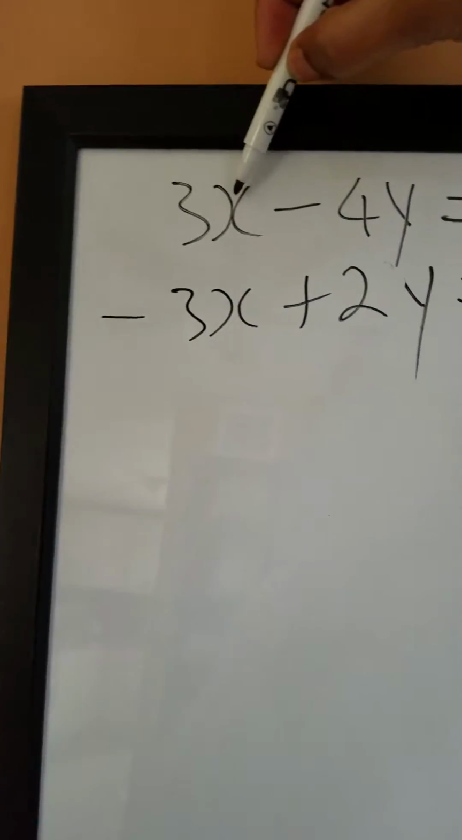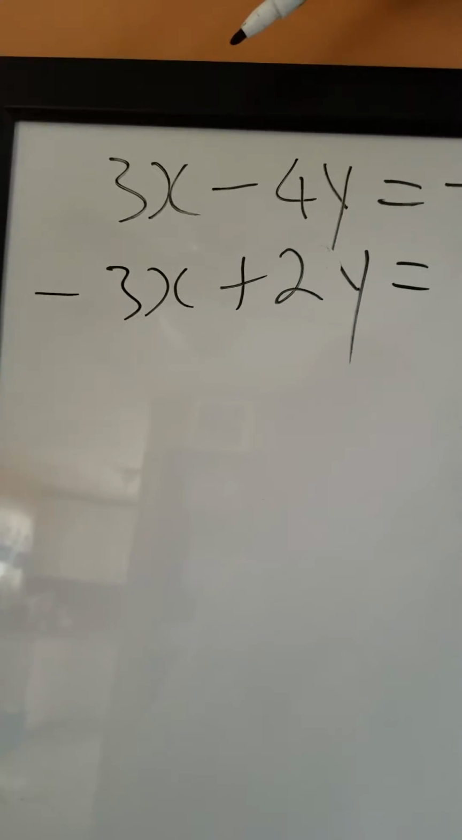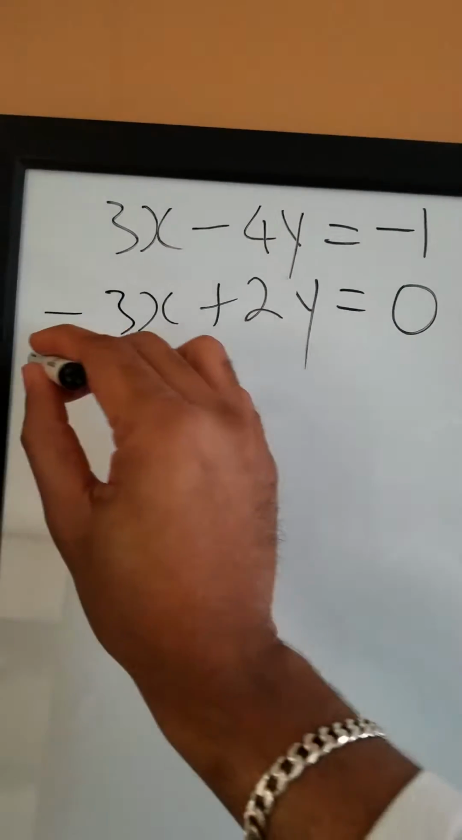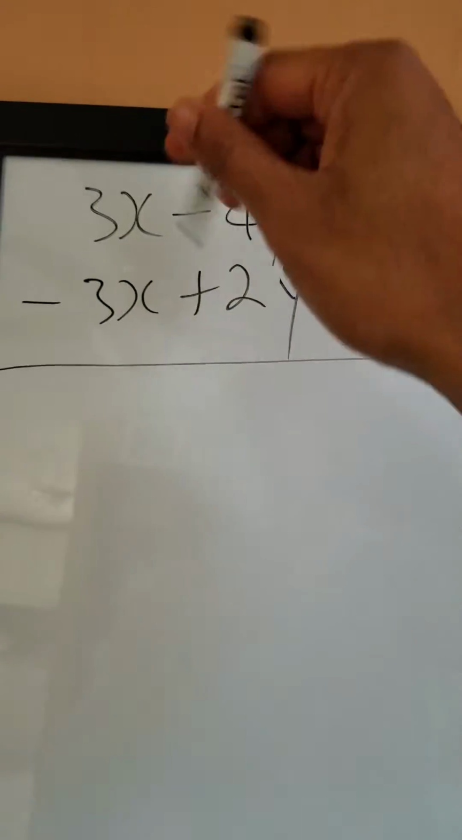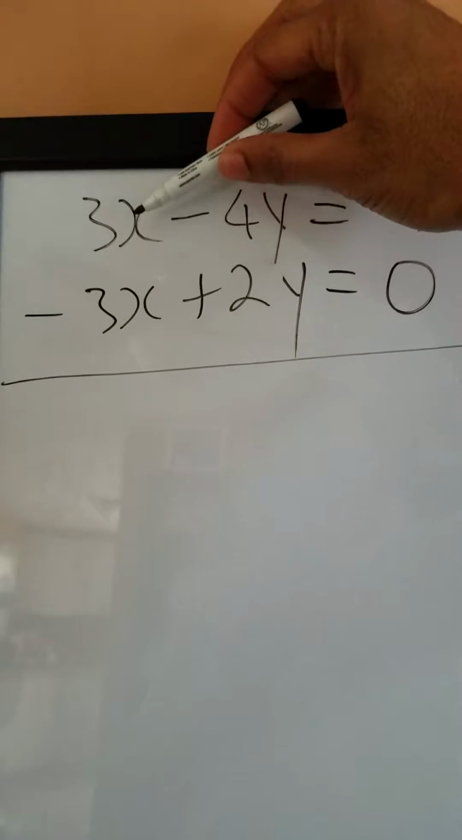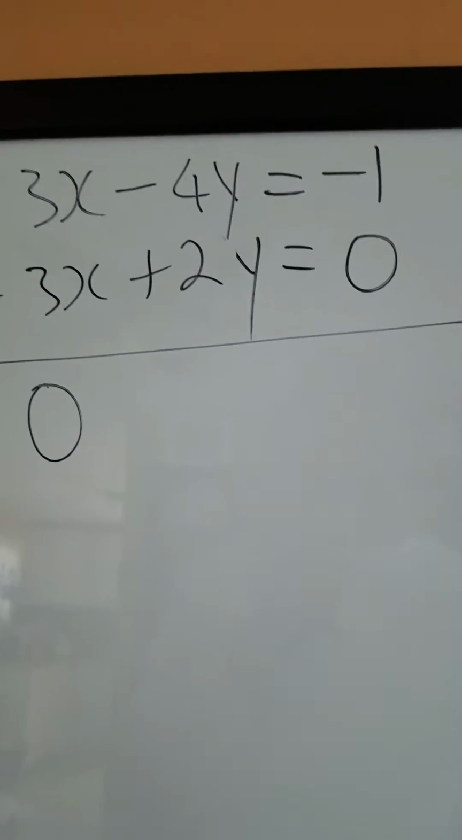So in this equation, we see that we have a positive 3x in the first equation, and a negative 3x in the second equation. So this problem has been set up perfectly for us, where we could simply add and we would have eliminated the x variable. By adding this negative 3x to this positive 3x, we have eliminated x, so we no longer have to worry about it.